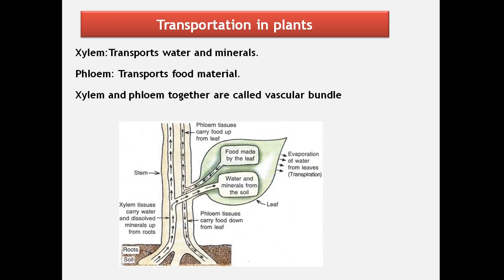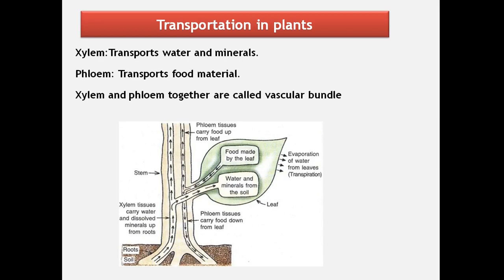We have observed a well developed circulatory system in animals. Then what about plants? How does the transportation of materials take place? Is there any need of a transportation system in plants? Yes, of course. Plants too need a transport system.